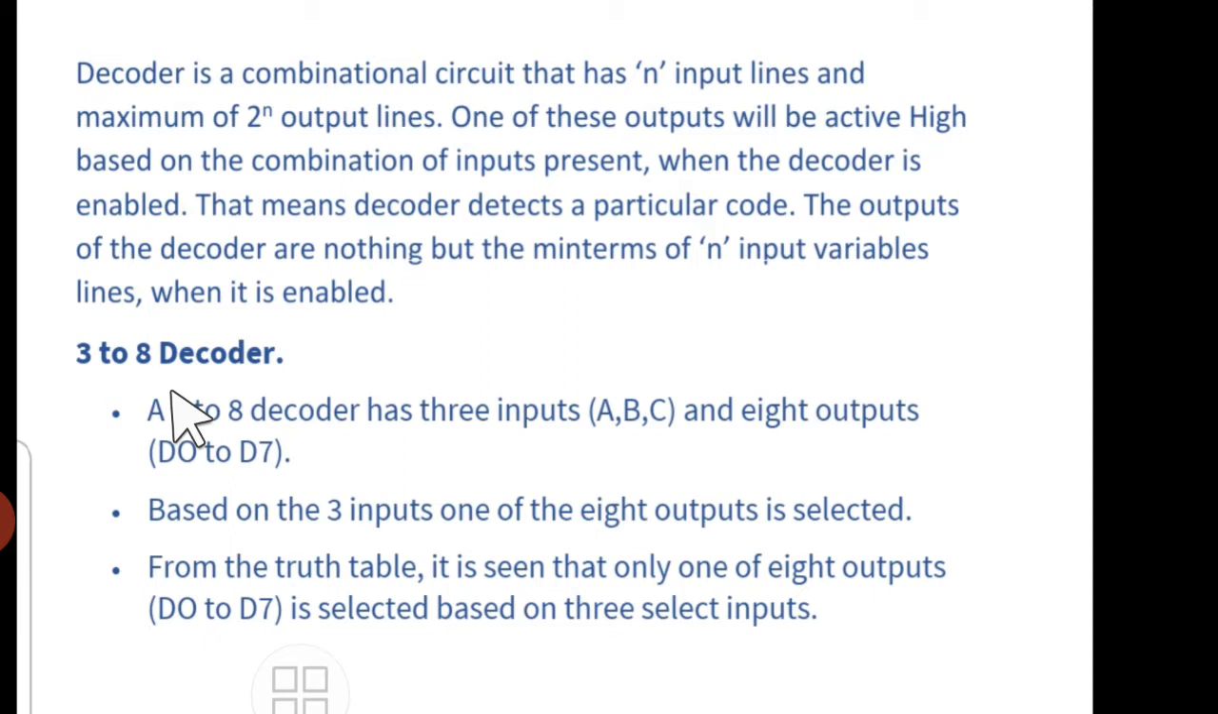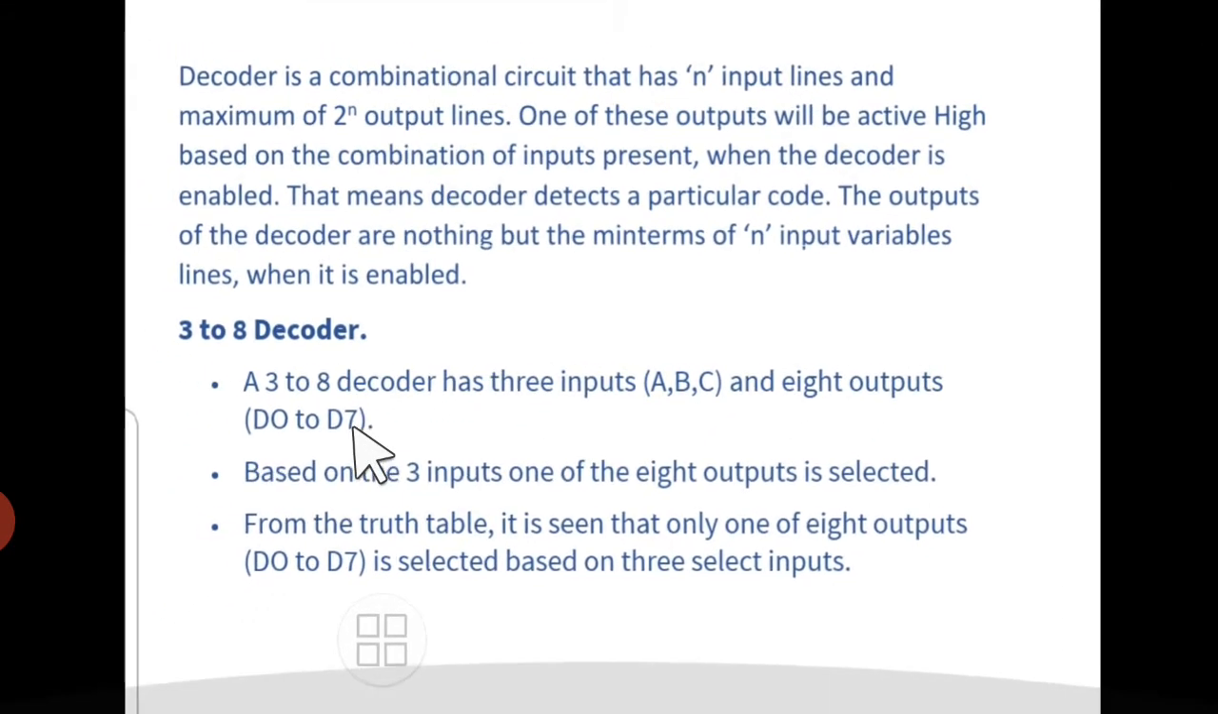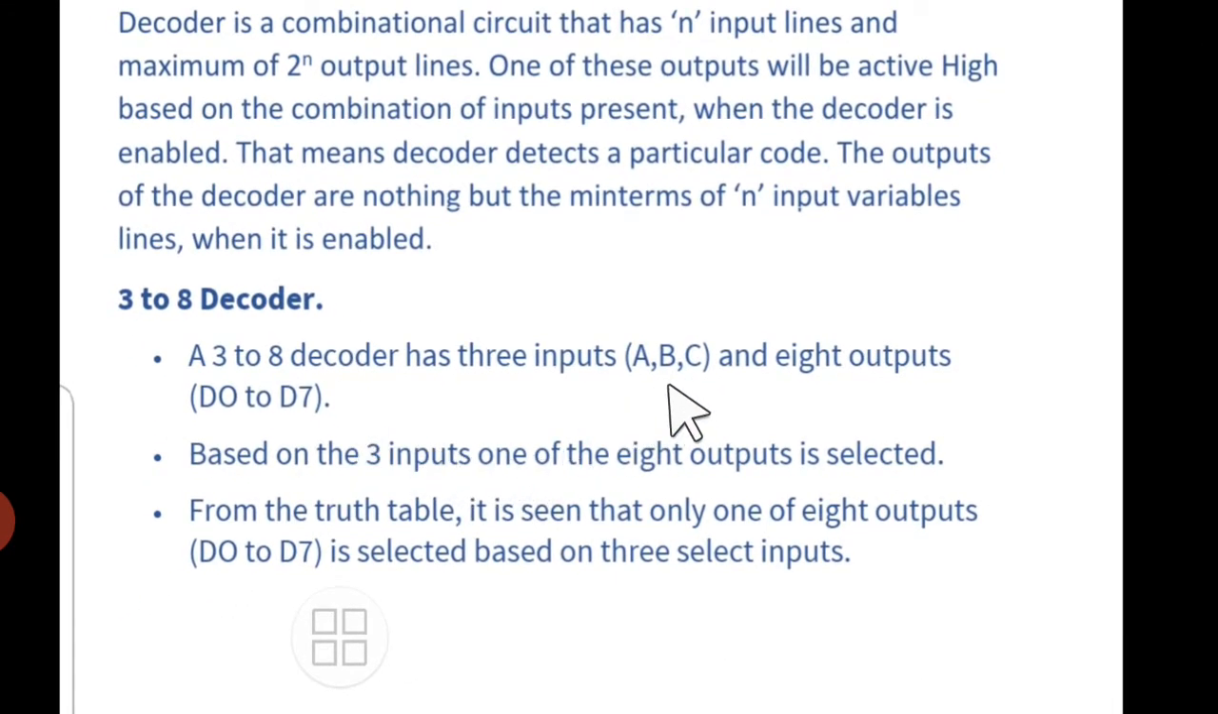Now, students, a 3 to 8 decoder has 3 inputs A, B, C in our circuit and 8 outputs from D0 to D7. Based on these inputs, one of the 8 outputs is selected. That's what I just told you. From the truth table, it is seen that only one of the 8 outputs D0 to D7 is selected based on the 3 select inputs.